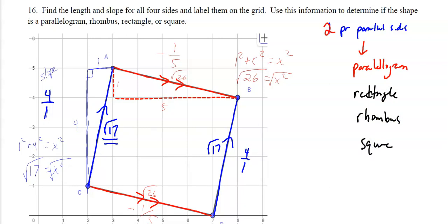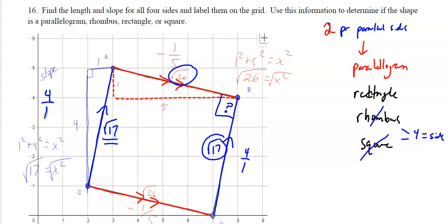Well, I know that I'm not a square because I didn't have 4 equal sides. This side and this side are different lengths. So I can't be a square or a rhombus, because in those all 4 sides are equal. I didn't have that. Now, do I have a rectangle? Well, it looks like a rectangle, but the big question is, is this 90 degrees?